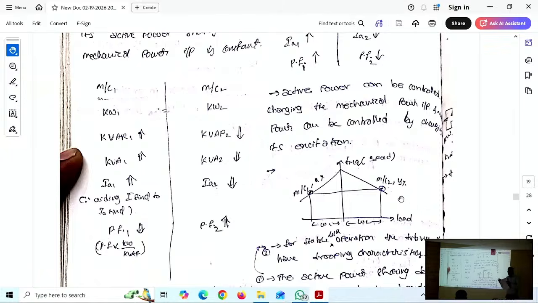Active power can be controlled. Now we have a new set of values. In order to reduce the voltage, we should change the excitation of the machines, the alternators. In order to change the active power, we should change the prime mover inputs. Mechanical input power can be controlled by changing its what? Active power can be controlled by changing the mechanical input. Reactive power can be controlled by changing its excitation. That is one notable observation.